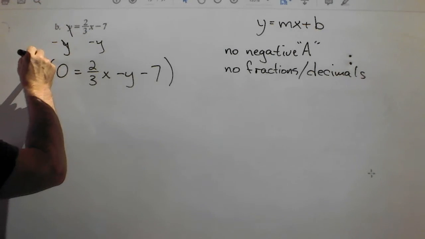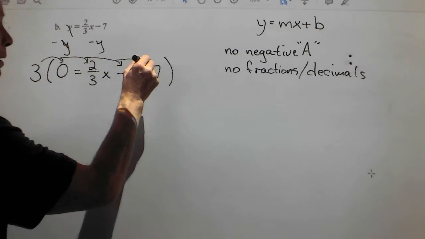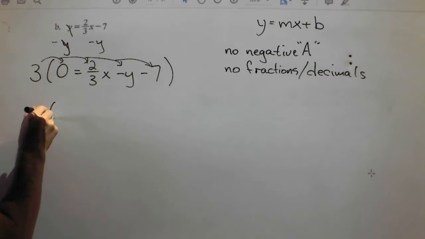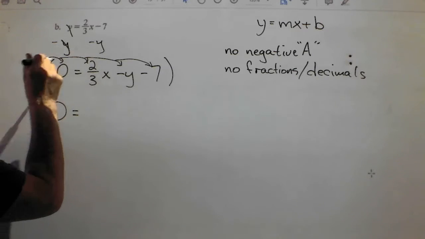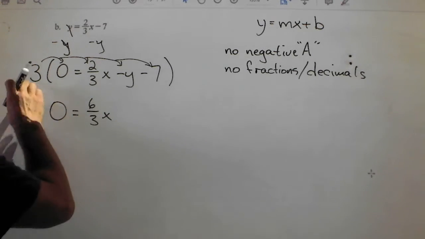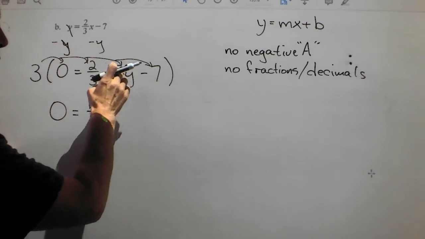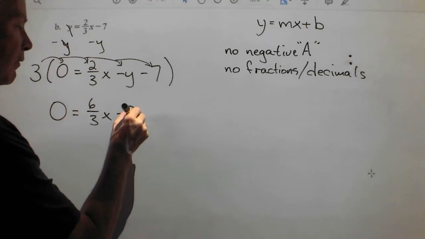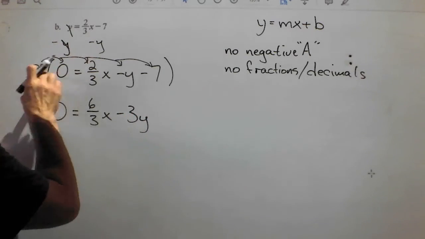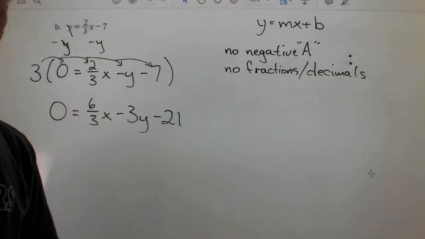And again, remember, we're going to distribute it over everything. So we're going to go 3 times 0, that gives us 0. 3 times 2, that gives us 6 over 3x. 3 times -1, remember there's a coefficient of 1 in front of the y, that will give us -3y. And 3 times -7, -21. Okay?